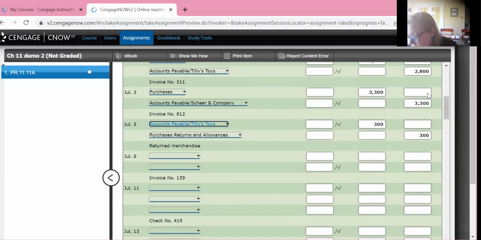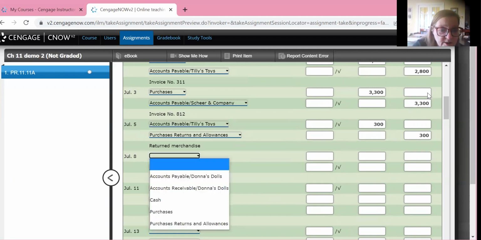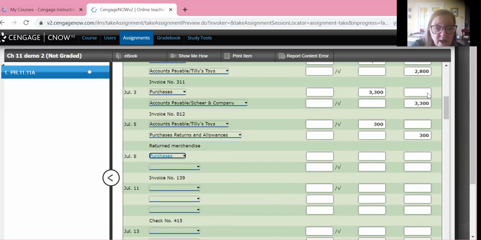Okay. Then the next thing that happened on the 8th, we purchased merchandise on account from Donna's Dolls for $2,900 with terms. So, you know, that's purchases. I'm starting to get more comfortable with my entries. You see that? I actually did the purchases first. Accounts payable is the account for the credit, $2,900, because we know we're buying it on account.